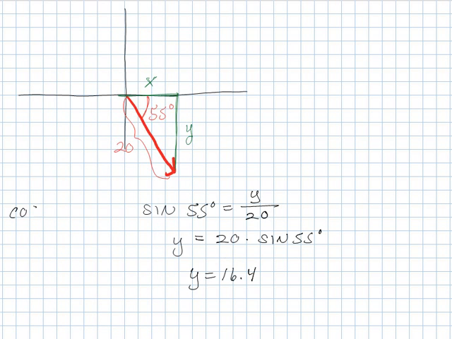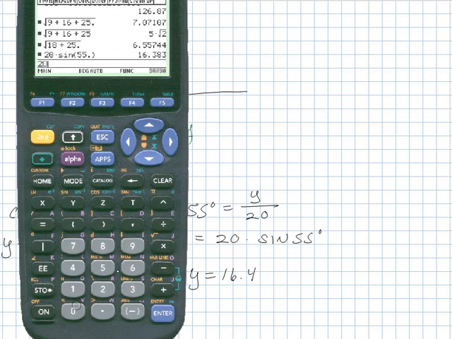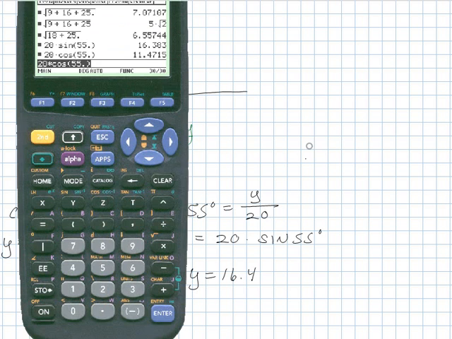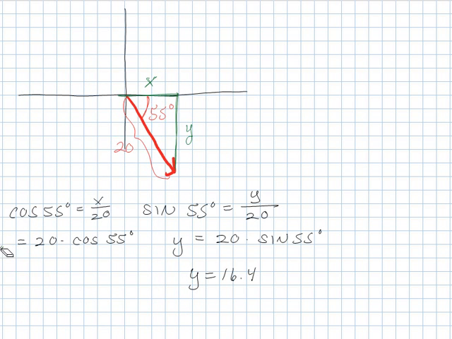And similarly, the cosine of 55 is going to be adjacent over hypotenuse. So 20 times the cosine of 55 degrees is 11.5. Okay, so you just got to remember whenever you write this in I hat J hat notation that you've got a positive x and a negative y.